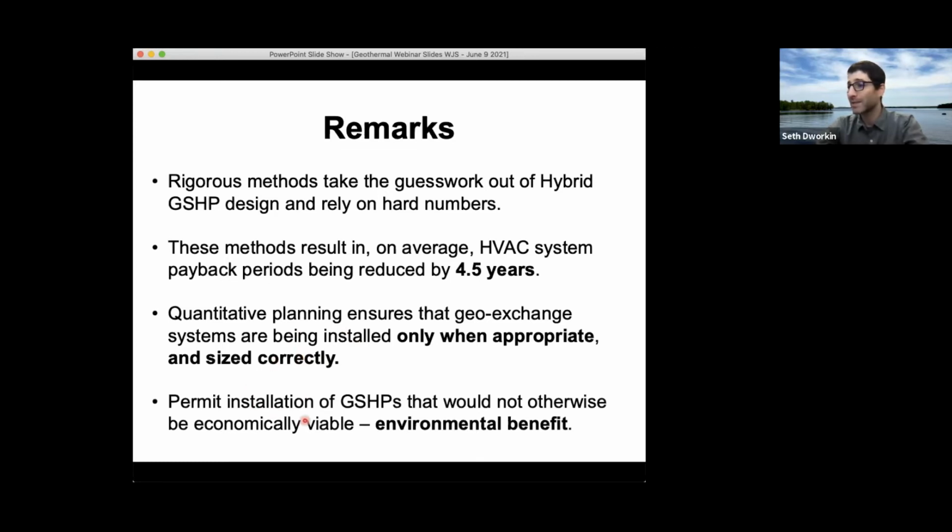It also permits the installation of ground source heat pumps that might not otherwise be economically viable. So because it brings down the payback period, it can bring it into a range which is considered viable sometimes. And that adds additional environmental benefit.